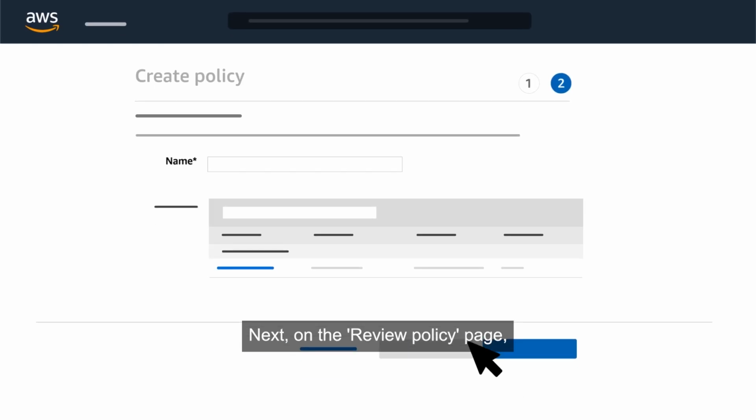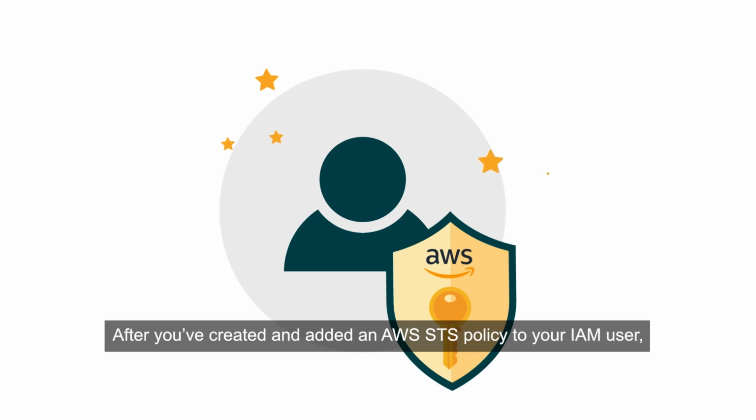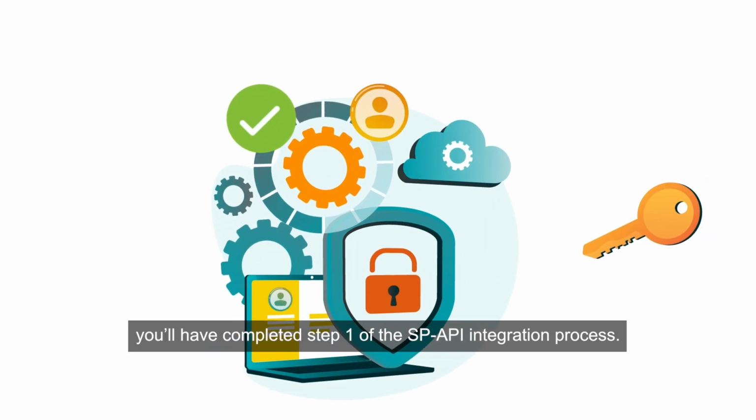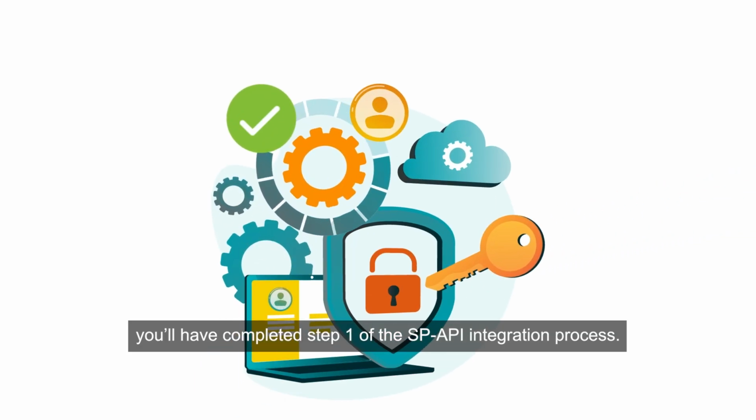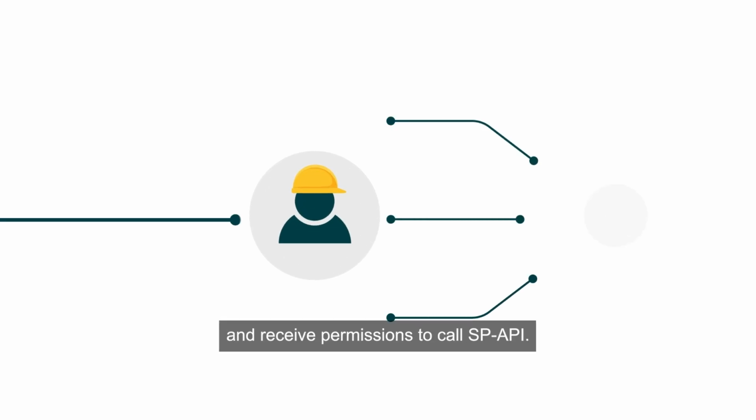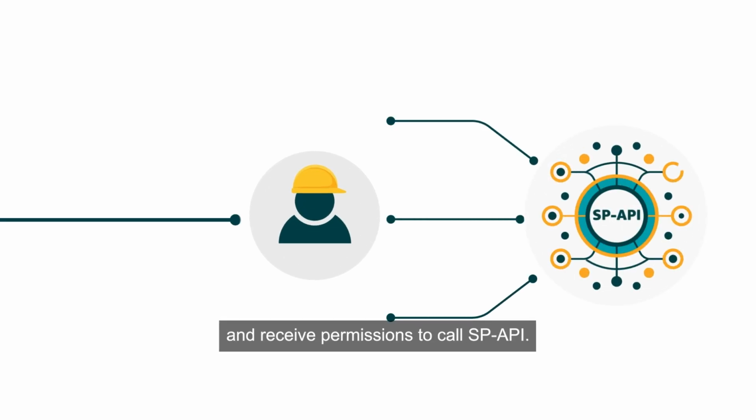Next, on the Review Policy page, enter a name for your policy. We recommend Selling Partner STS, so it's easy to recognize later. Finally, review your choice, and if you're ready to proceed, click the Create Policy button. After you've created and added an AWS STS policy to your IAM user, you'll have completed Step 1 of the SP API integration process. Your IAM user can now assume your IAM role and receive permissions to call SP API.